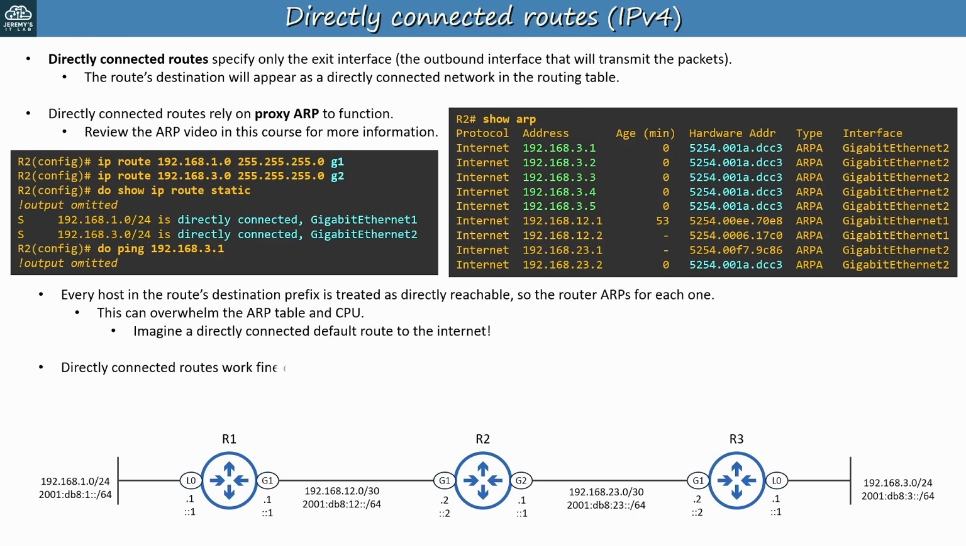Directly connected routes work fine on serial links, which don't use MAC addresses and ARP. Serial links are exclusively point-to-point in nature, so they don't require MAC addresses to indicate each frame's destination. A frame sent out of a serial interface must be destined for the device at the other end of the link. But you really should avoid this kind of route on Ethernet links. And in modern networks, serial links are largely a thing of the past. Ethernet is king when it comes to wired connections.